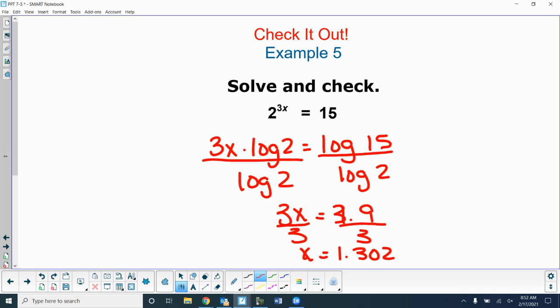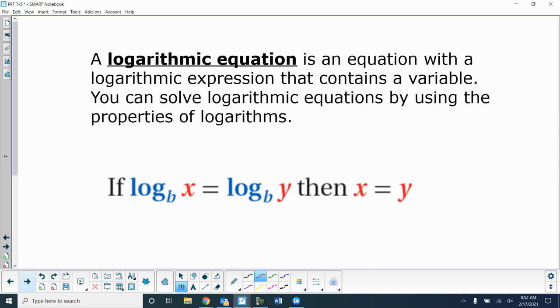So we're turning exponential equations into logarithmic, all right? Now, we're gonna go the other way. We're gonna have logarithmic ones, and we're gonna turn them into what? Exponential, okay? So logarithmic equation with the logarithmic expression that contains a variable, you can solve these by using properties of logarithms, okay? So if these bases are the same, then the two expressions are equal, okay?